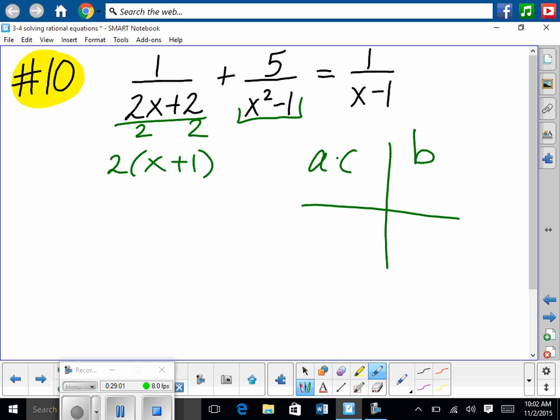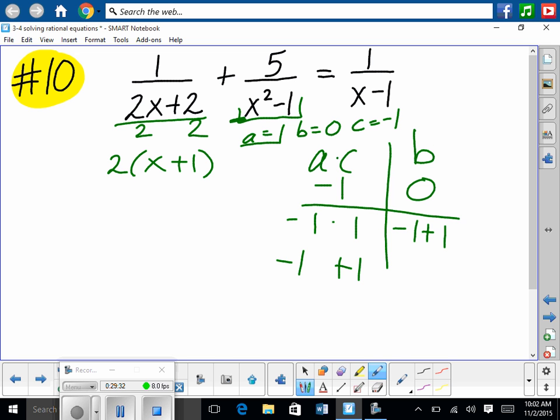So we're looking for what? What is a? What's b? 0. What's c? Okay, so a times c would be 1 times negative 1. What multiplies to be negative 1 and adds up to be 0? Factors of 1. So negative 1 and 1. Are those our factors? So our factors are negative 1 and positive 1. We can quick factor because a is equal to 1. So this is going to factor to be x minus 1 times x plus 1. Now that wasn't that big of a deal, so don't cry like a wee baby.